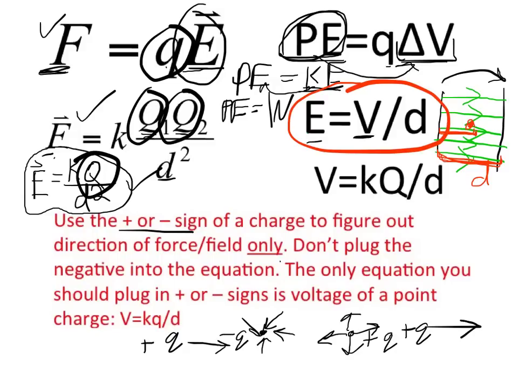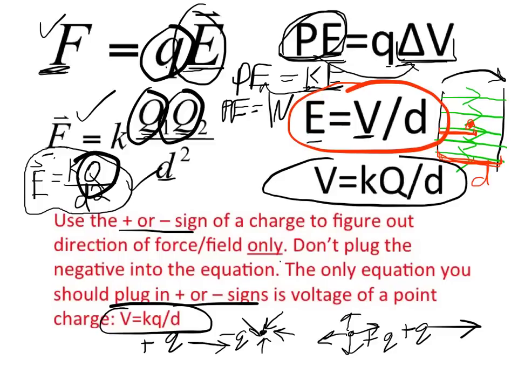The only exception, the only equation you should plug positive or negative signs into is voltage of a point charge. It's a scalar, but it does become positive or negative, and you need to know that when adding them together. So in this equation, the Q can be positive or negative. In all the others, it would just stay positive.